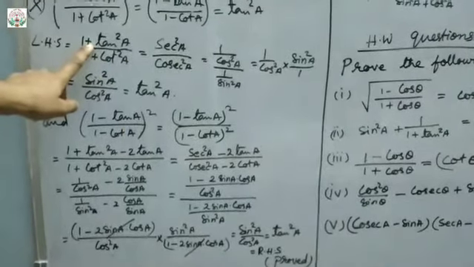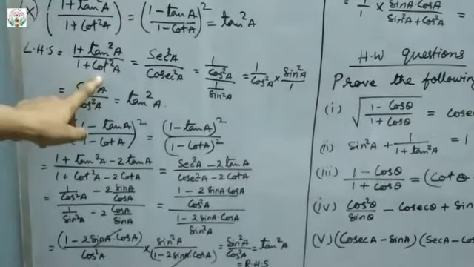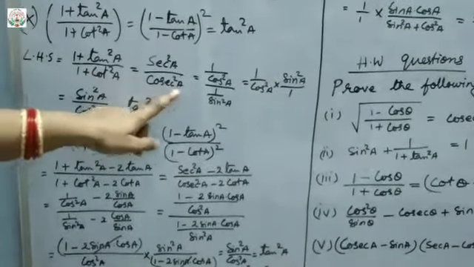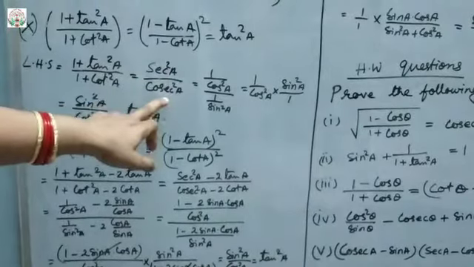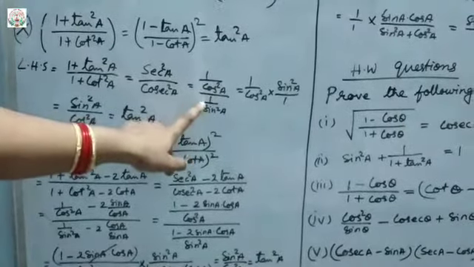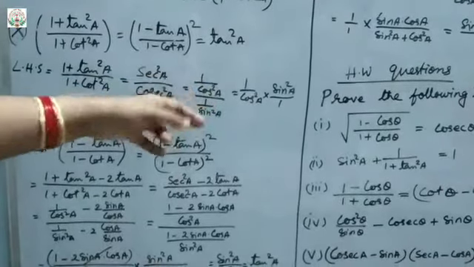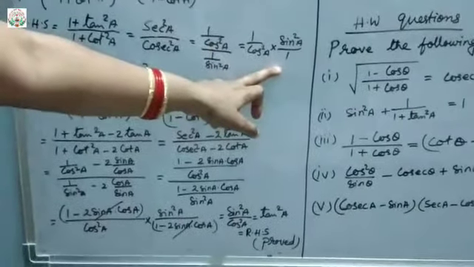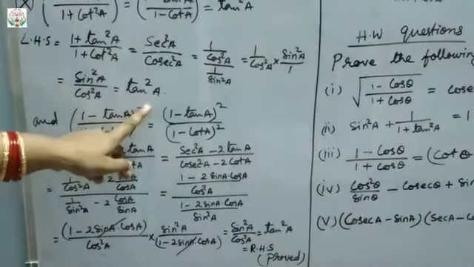Now this value, 1 plus tan square A, the formula we know, that is sec square A, upon 1 plus cot square A, the formula is cosec square A. Okay. Now that is equal to, now change this as the reciprocal of cos and this as the reciprocal of sin. So that is 1 upon cos square A upon 1 upon sin square A. Now take the reciprocal. So that will be 1 upon cos square A into sin square A upon 1. So which is equal to what? Sin square A upon cos square A, which is equal to tan square A.